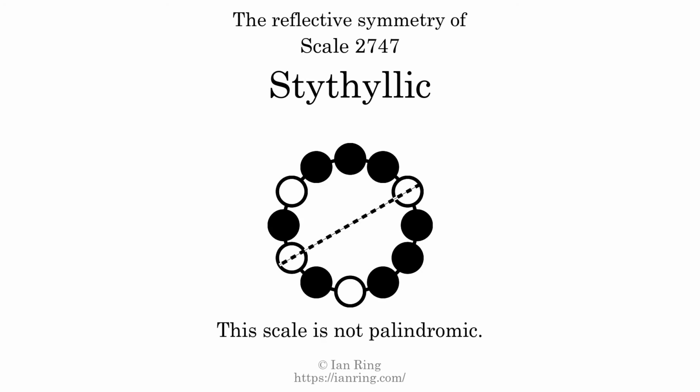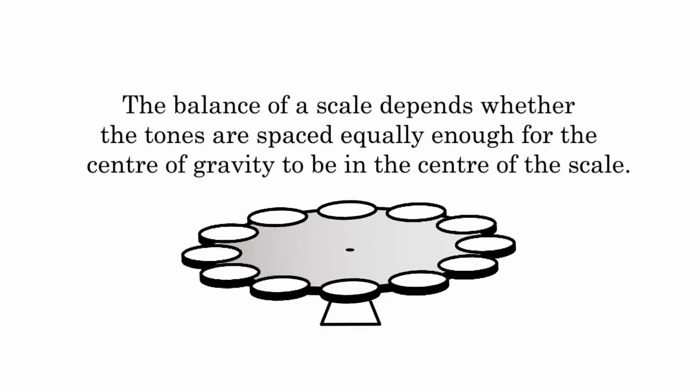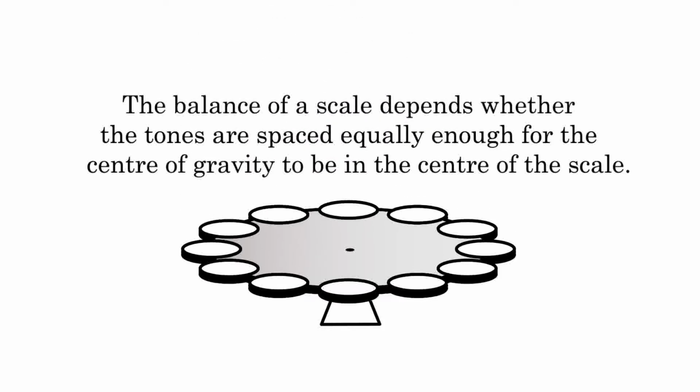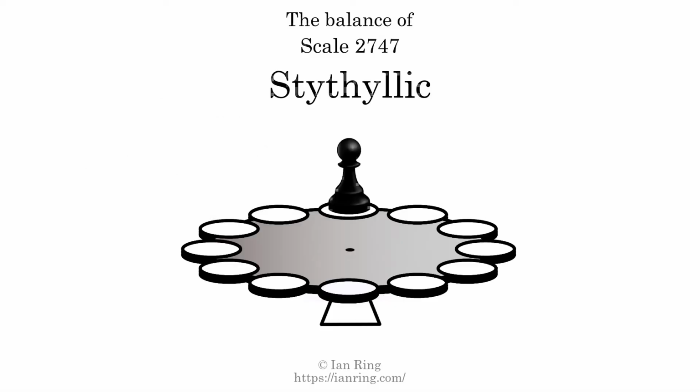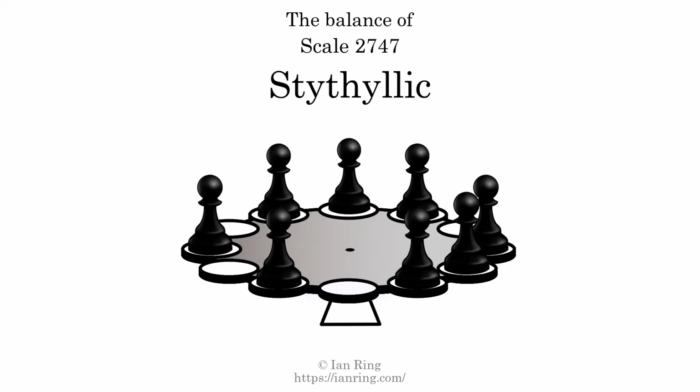This scale has reflective symmetry across an axis positioned 2 semitones from the root. This scale has a different pattern of intervals ascending and descending, so it is not palindromic. This scale has one ridge tone. Here, the balance of a scale depends whether the tones are spaced equally enough for the center of gravity to be in the center of the scale. This scale is not balanced.